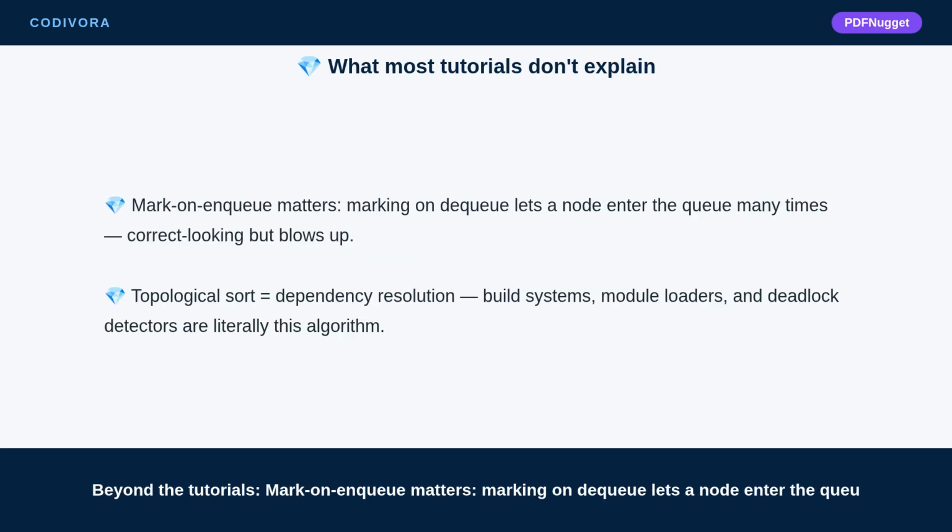And what most tutorials never tell you. Marking on dequeue matters. Marking on dequeue lets a node enter the queue many times. Correct looking, but blows up. Topological sort equals dependency resolution. Build systems, module loaders, and deadlock detectors are literally this algorithm.